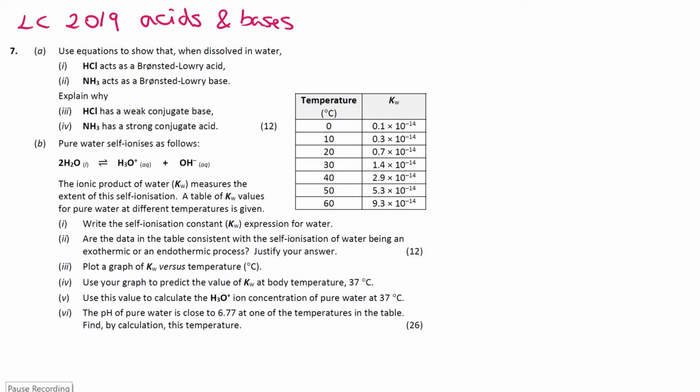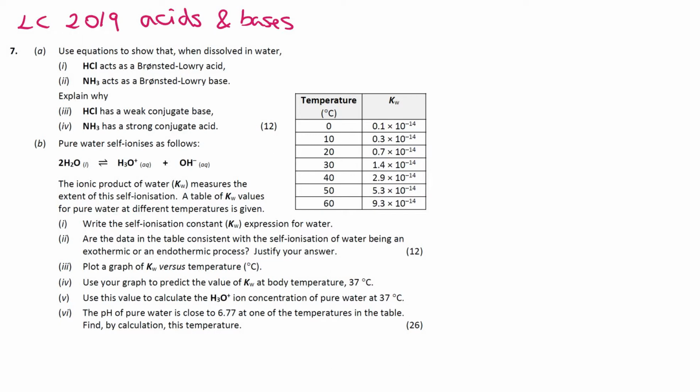In this video I'm going to look at a Leaving Cert question from 2019. It's on acids and bases, or pH calculations. It's question 7, and it starts off the usual way. You're asked to use equations to show that when dissolved in water, HCl acts as a Bronsted-Lowry acid.